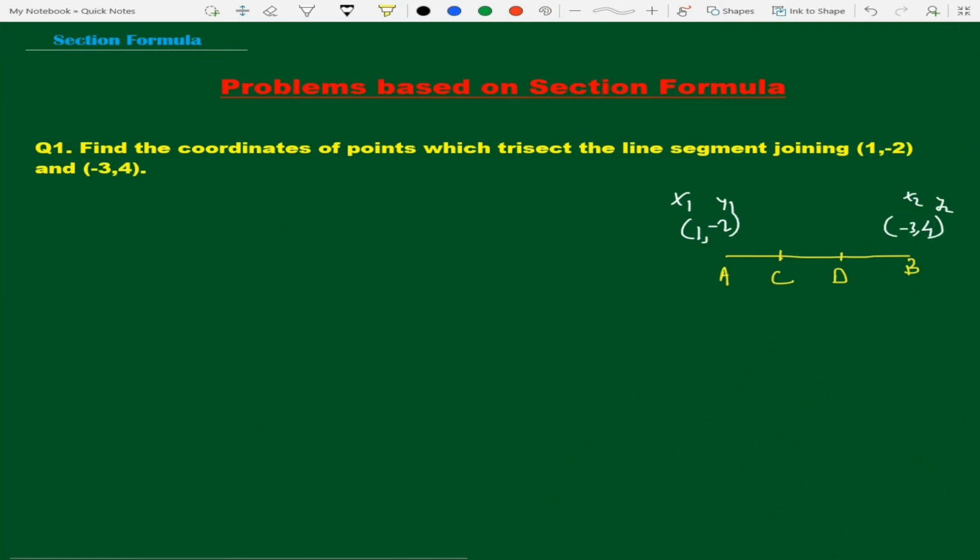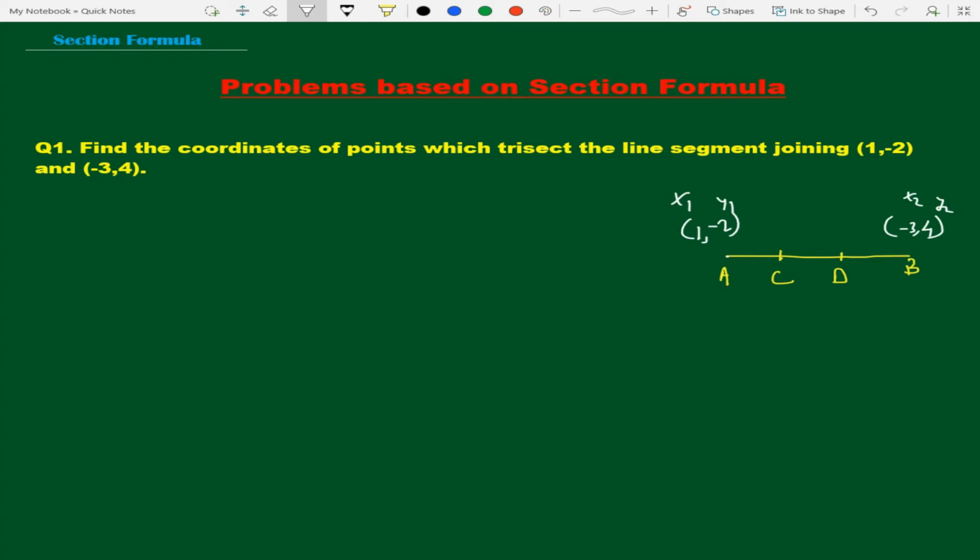Hello students, in this video we will learn the problems based on section formula. Find the coordinates of points which trisect the line segment joining (1, -2) and (-3, 4). Suppose these are the 2 points. So this line segment AB is divided into 3 equal parts by 2 given points C and D. So we should find the coordinates of the points C and D.